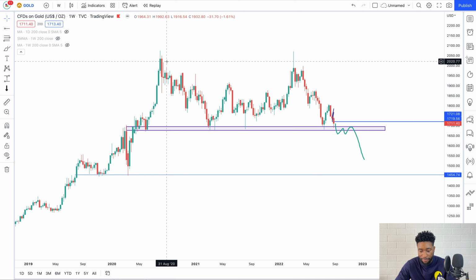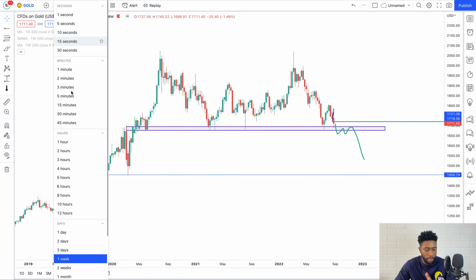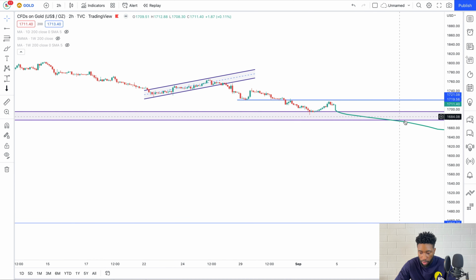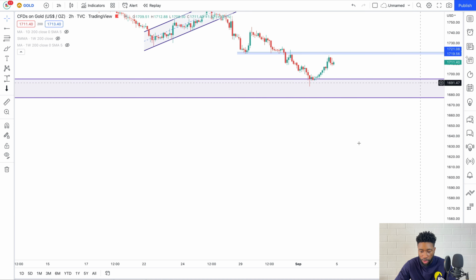My overview on both the lower time frame and the higher time frames. So going back down to the 2-hour time frame, just a quick recap, okay? I'm going to wait for some sort of consolidation to help me go short or go long.